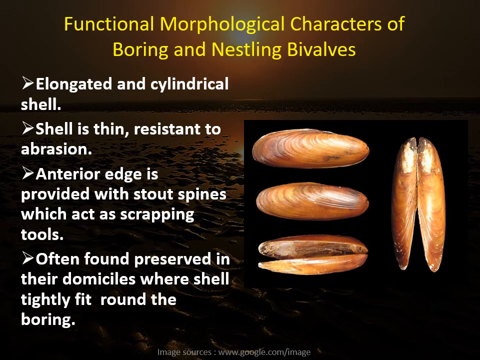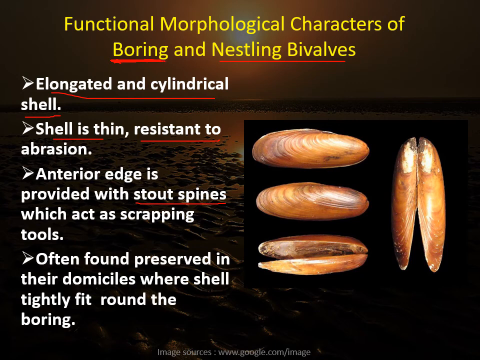Now the last group of bivalves, or the last mode of life found in bivalves, is the borer or nestler bivalves. These are also infaunal bivalves. Like the infaunal deep burrowing bivalves, they are also elongated and streamlined or cylindrical in shape. The shell is thin and resistant to abrasion. The anterior edge is provided with stout spines because they have to bore within hard rock. There is a fundamental difference from the burrowing groups.